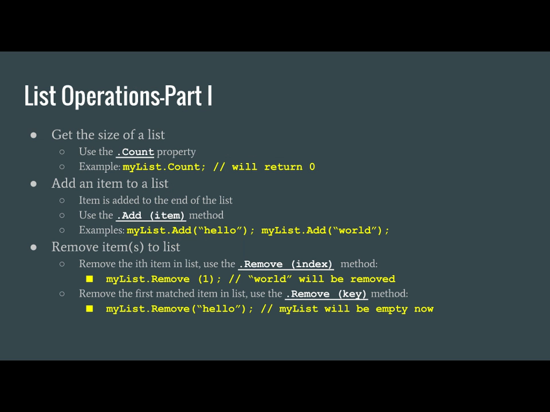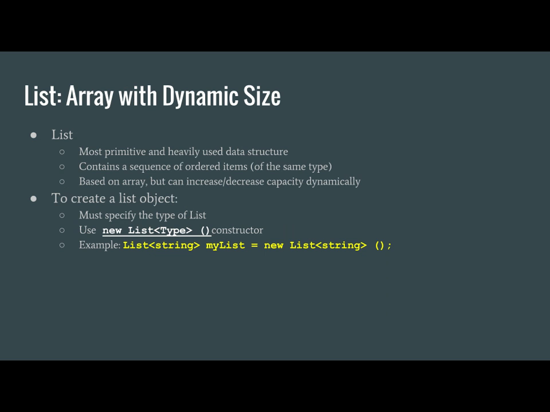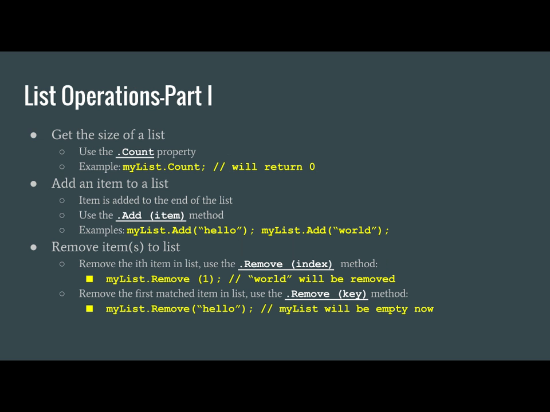What can you do with a list? Of course, you can get the size of it. You use the .Count property. So for example, if I say myList.Count, it will return the size of the list. Right now, since when I declared it I just said new List and didn't give anything to it, if I have code like this, it will give me a 0 because there's nothing in the list. So the size of the list is 0.